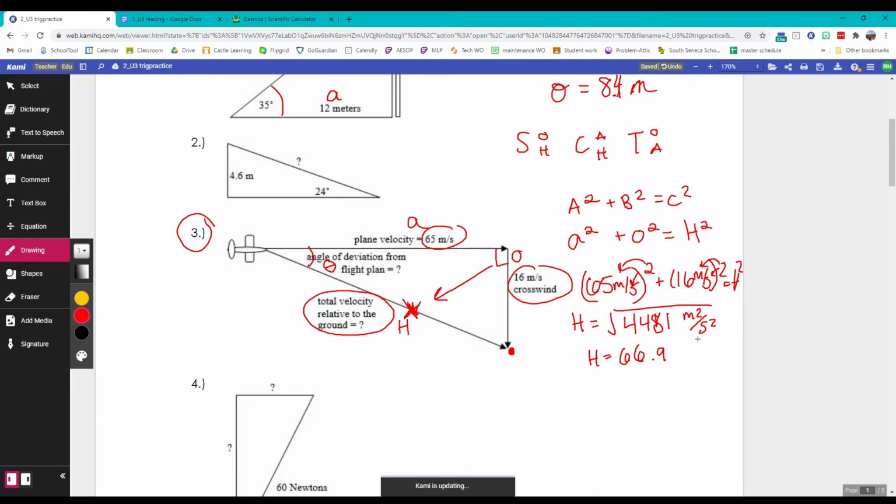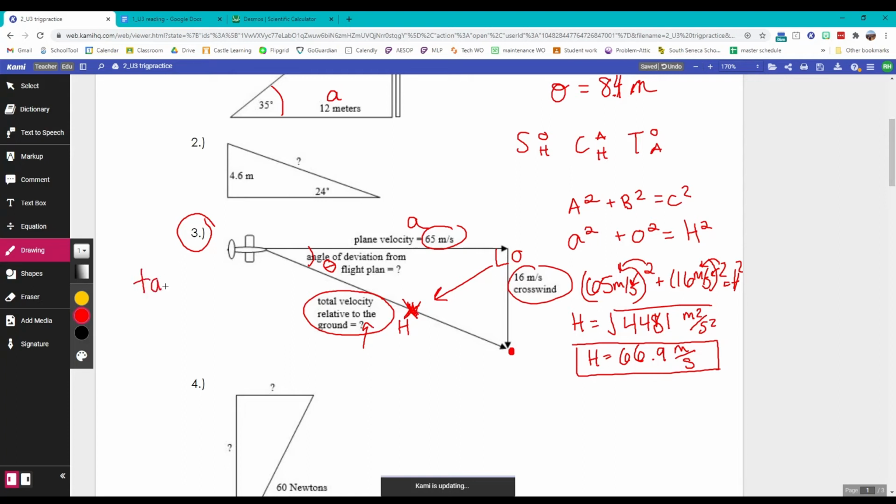Okay, and for the units, if I square root meters squared, I get meters. If I square root seconds squared, I get seconds. And that makes sense. I want my velocity to be with units of velocity. And for the angle, now that I know all of these numbers, I could use SOH CAH TOA, but I'm going to stick with TOA, tangent, in case I made a mistake there. That way my mistake doesn't carry over.